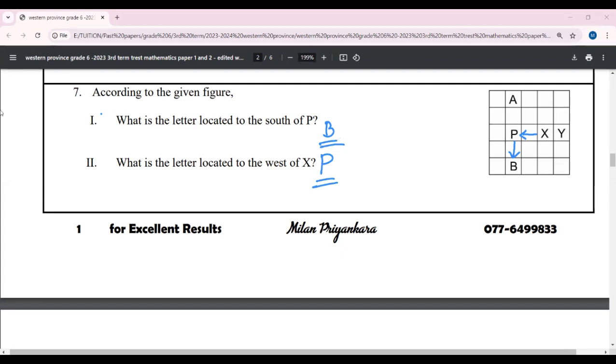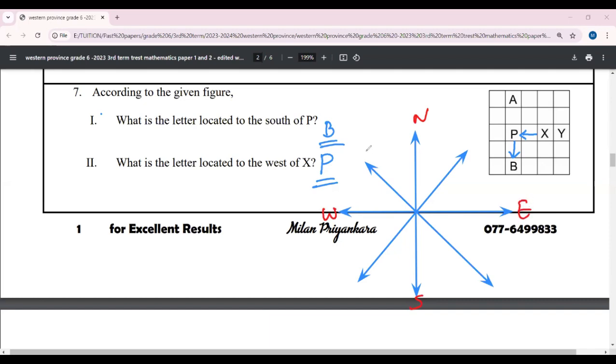So I will show you the main directions. If you get the main directions, you have to draw something like this. These are the basic directions. This is north, this is south, this is west, this is east, and this is northwest, this is northeast, this is southeast, this is southwest. So this is how we get these directions.